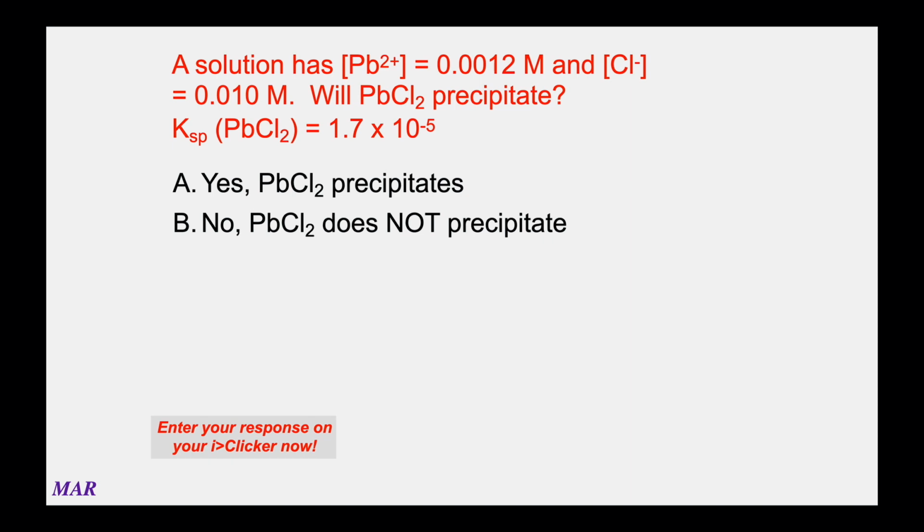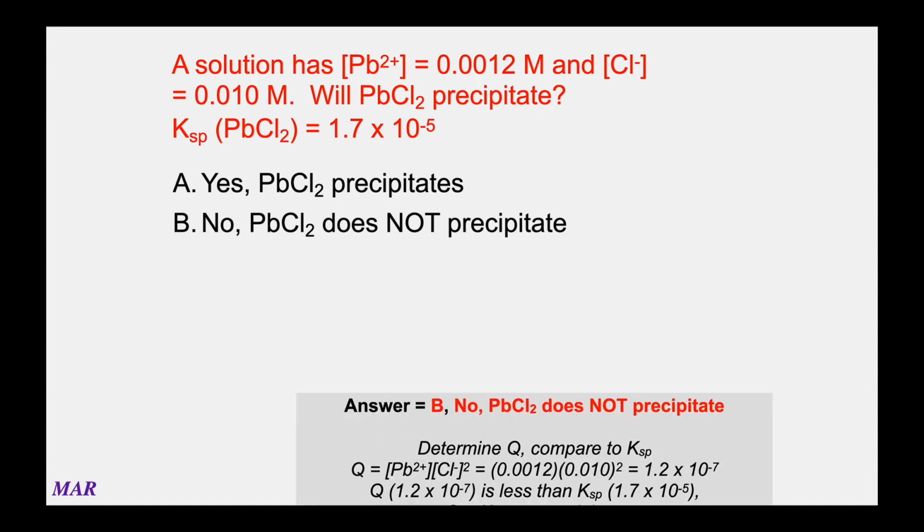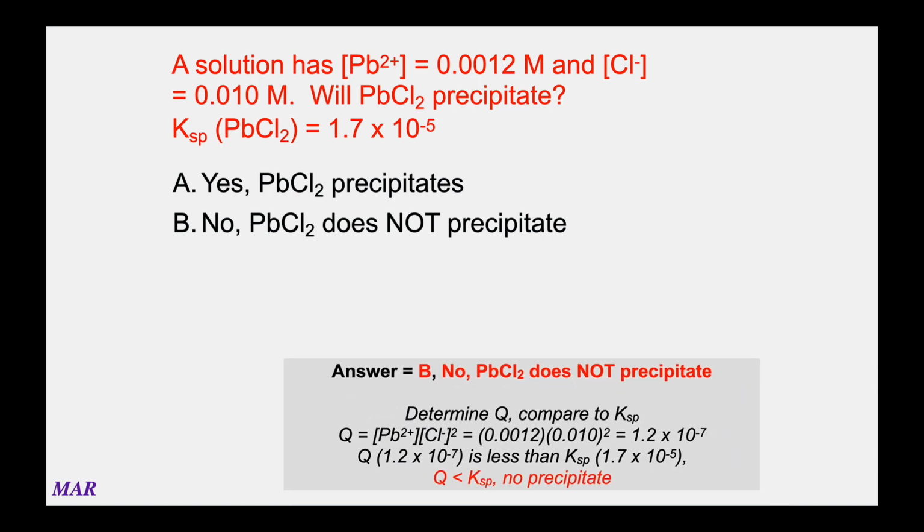Another way you could do this problem is you could, for example, take the Ksp that's given and divide it by, we'll say, the lead concentration. That'll tell you the chloride ion concentration squared that you need, and you could compare it that way, which would be fine. Again, I'm more of a K and Q kind of person, classic chemist, but you can do it multiple ways. Either way, you should see that the PbCl2 does not precipitate.